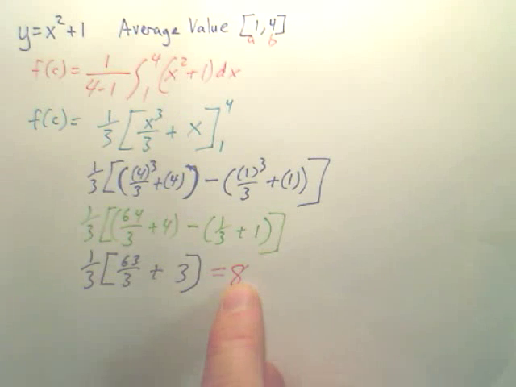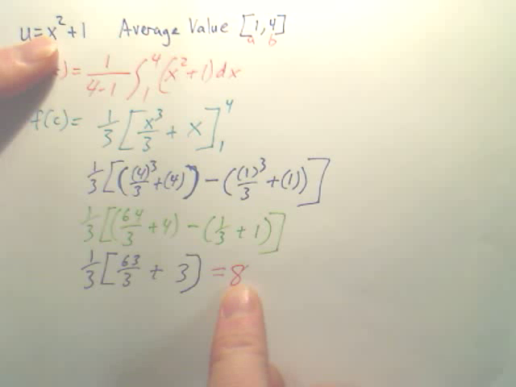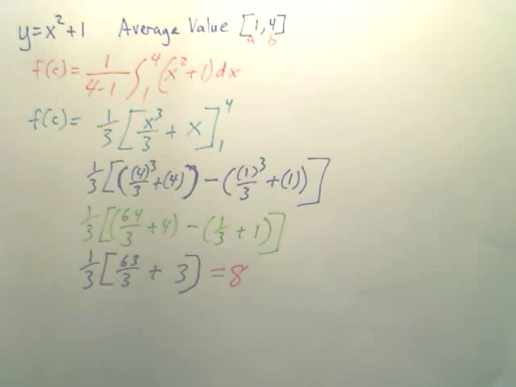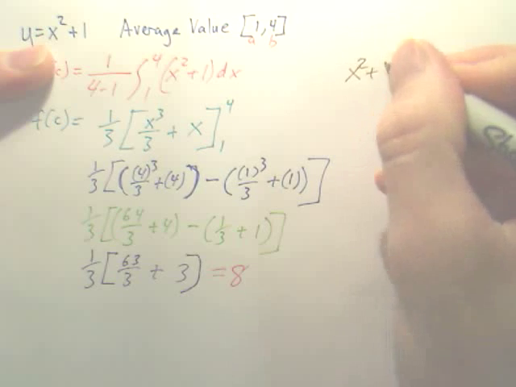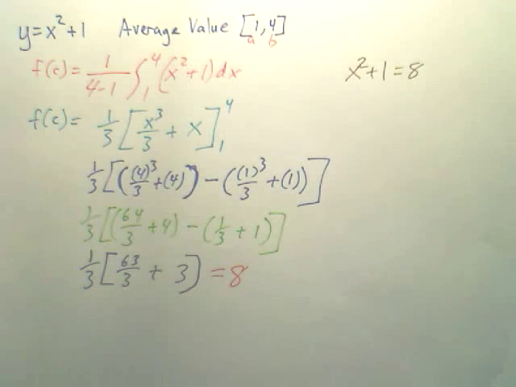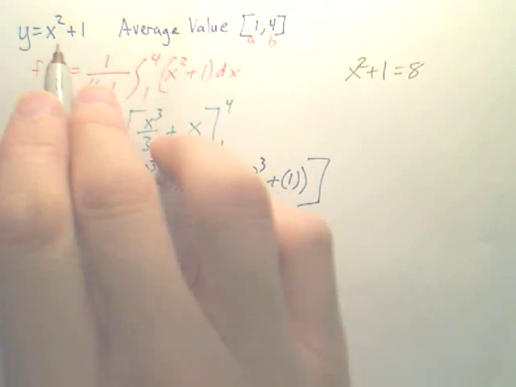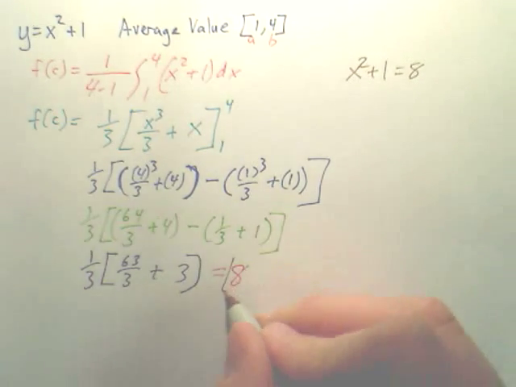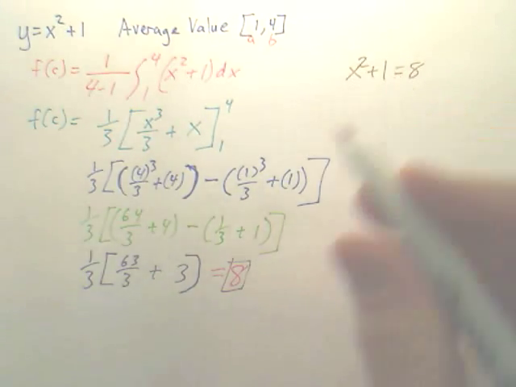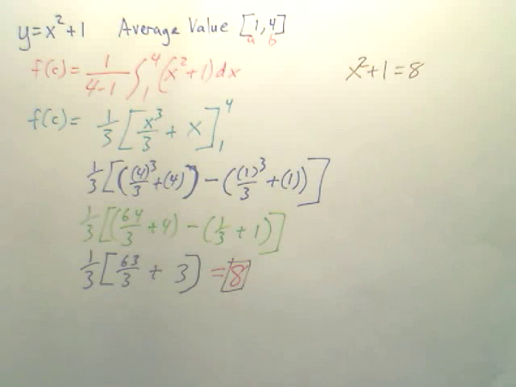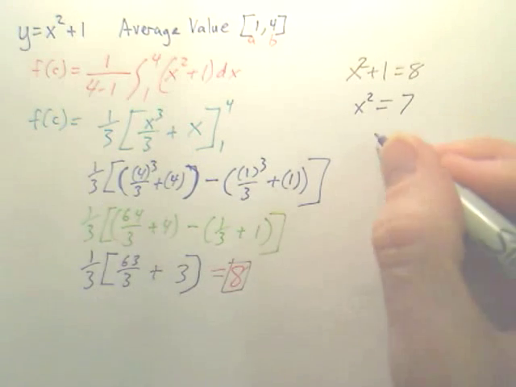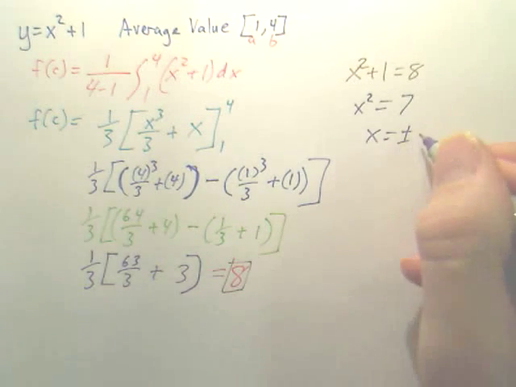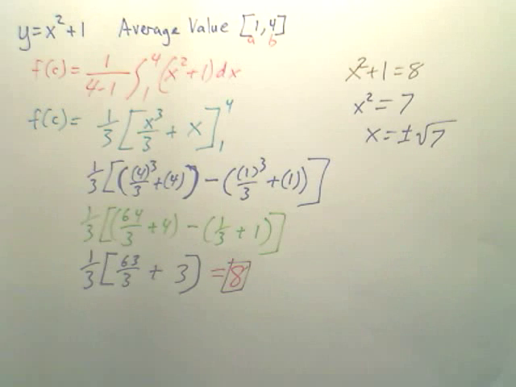This is the average height of this graph. Now, if I want to find out where I get this average height, what you do is you set the equation x squared plus 1 equal to 8 and solve it. You set the equation equal to that answer. This was your answer, that's your average height. When you solve this, you get x squared equals 7. So x equals plus or minus the square root of 7.